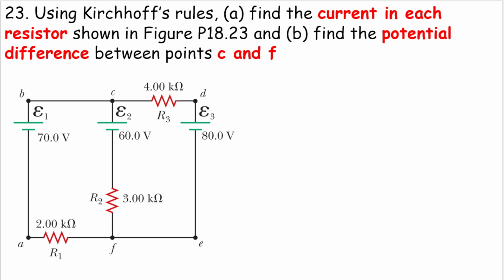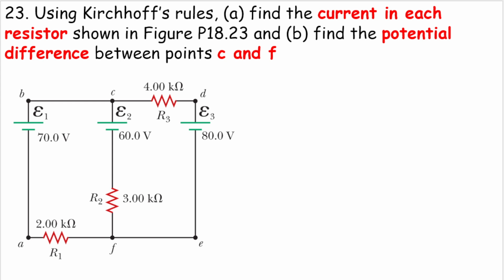Hello, in this video, I will explain how to solve this problem. Number 23: using Kirchhoff's rules, find the current in each resistor shown in figure P18.23, and B, find the potential difference between point C and F.